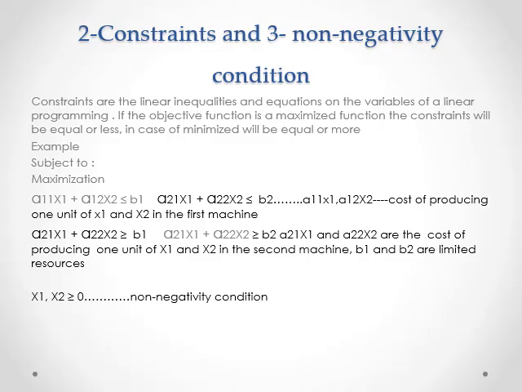X1 and X2 indicate the decision variables, the products. B1, B2 up to Bn are available resources. These resources may be electricity, time, raw materials, etc.